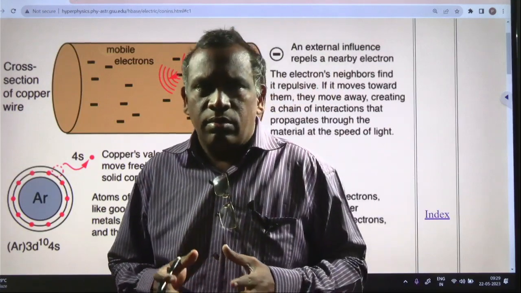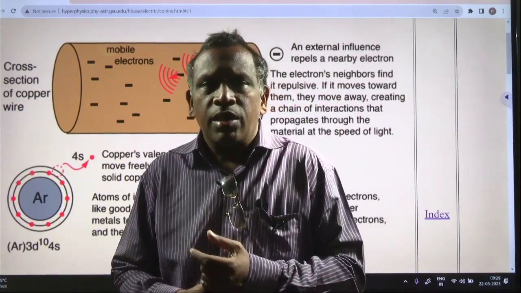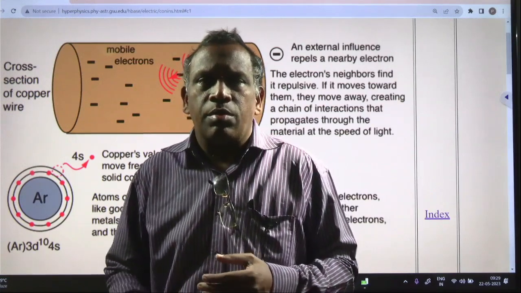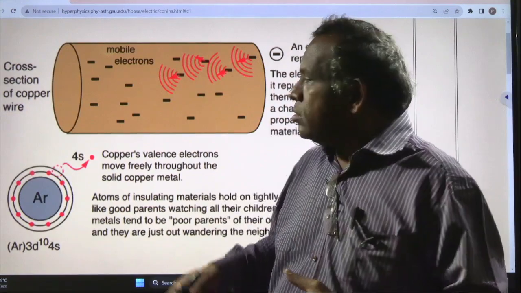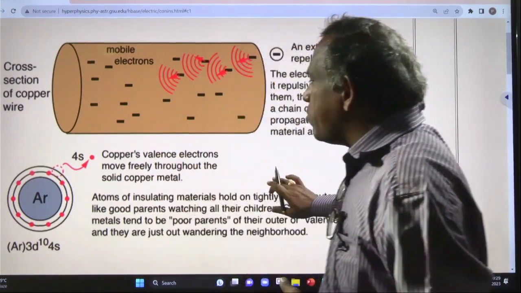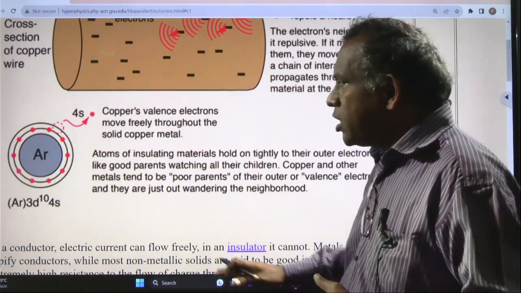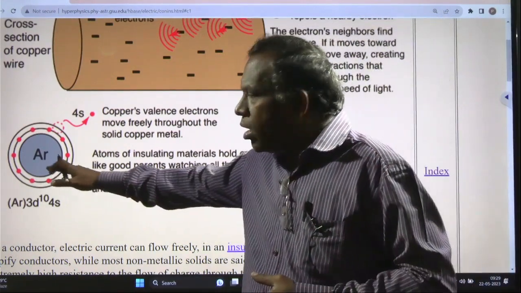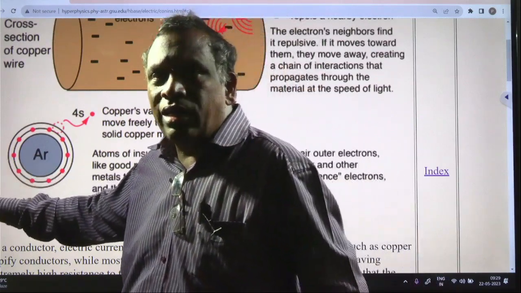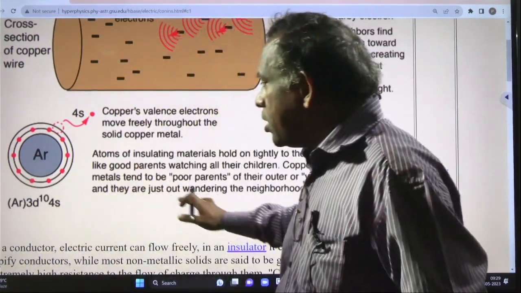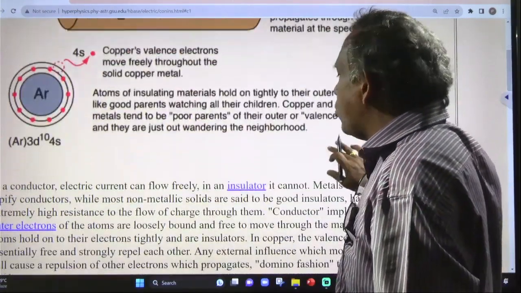Conductors are metals like aluminum, silver, copper, etc. The number of free electrons will be more. Those mobile free electrons are the copper valence electrons that move freely throughout the copper metal. Basically, argon is an inert gas, completely filled. There are no free electrons there, but in copper there are some free electrons.